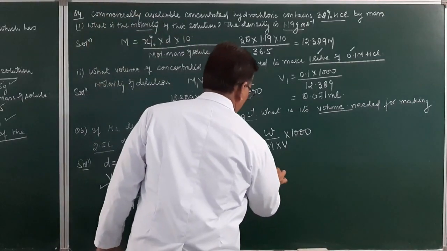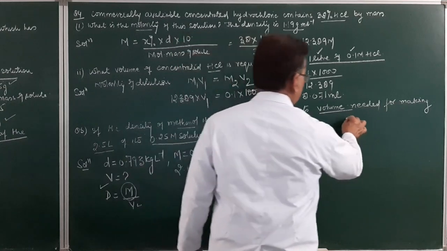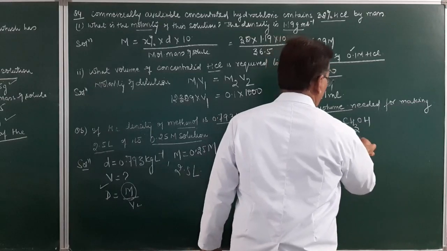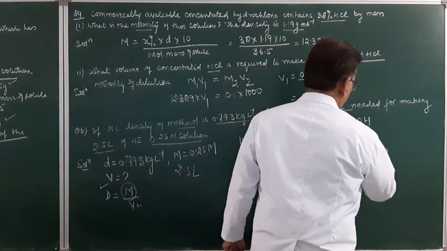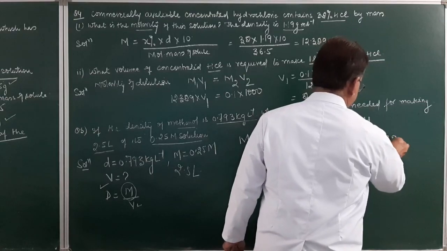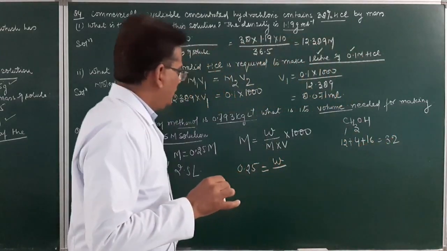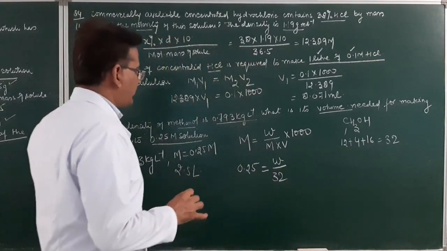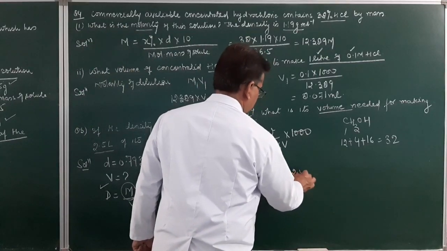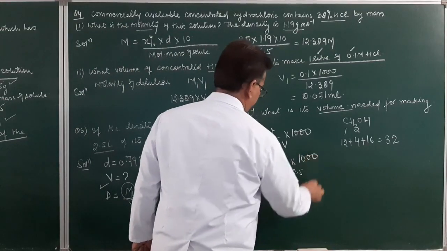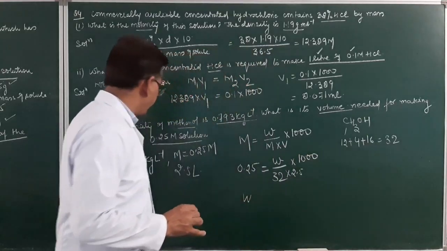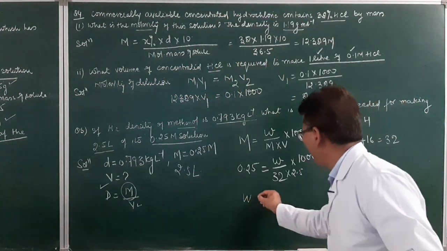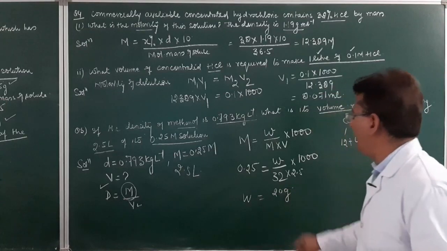Then the mass of the solute. We have to find the molecular mass of methyl alcohol. This is CH3OH: 12 plus 4 plus 16, which comes to 32. So W divided by 32 into 2.5 liter, multiplied by 1000. On solving, the value of W comes to be 20 gram. Hopefully you will be able to solve it.